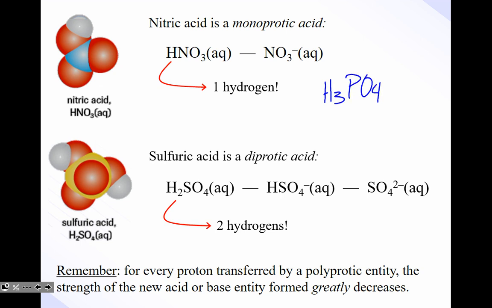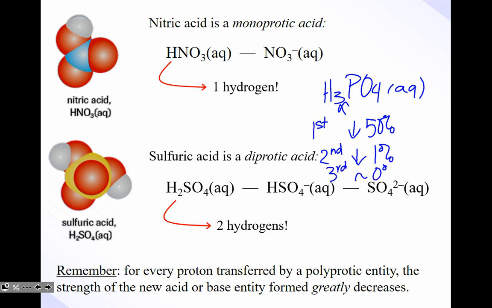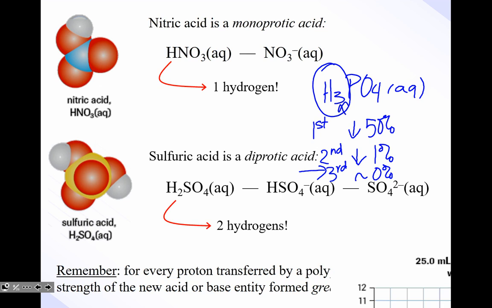So typically, if I have something like H3PO4, if you remember this from Chem 20, it's going to react 3 times. The first reaction happens less than 50% of the time. The second reaction is less than 1%, right? The third reaction is about 0%. So even though it should react 3 times, the third reaction happens, I don't know, never. So we don't actually even show it in our graph.